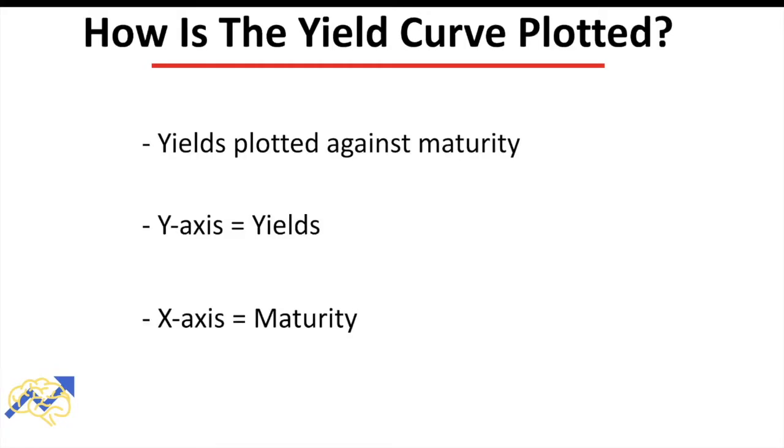So like any graph, we have the y-axis and the x-axis. The y-axis is the vertical line and the x-axis is the horizontal line on the graph. And for the yield curve, the y-axis indicates the yields of the bond or the interest rates on the bond. And the x-axis is the maturity of the bond or when the bond expires. So for the graph of the yield curve, we say that the yields are plotted against the maturity dates.